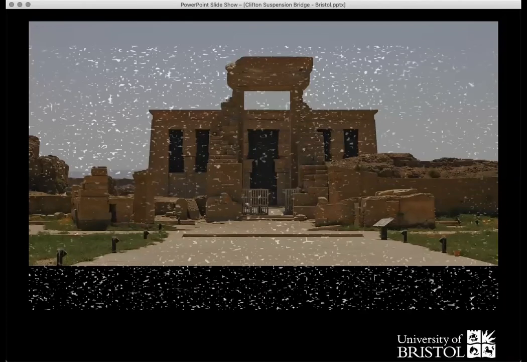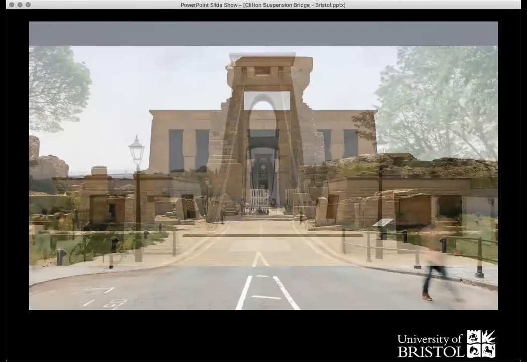And so there we have it, the Dendara approach with its gateway, with the towers of the bridge superimposed, and our little bit of Egypt on Avon.